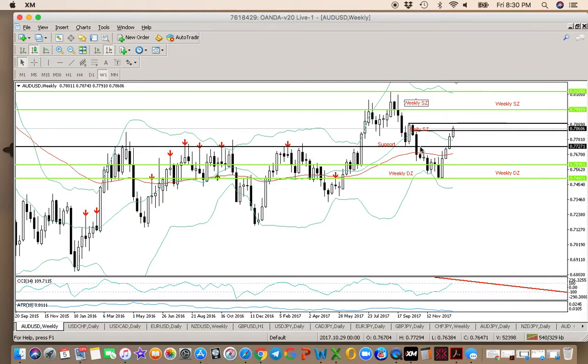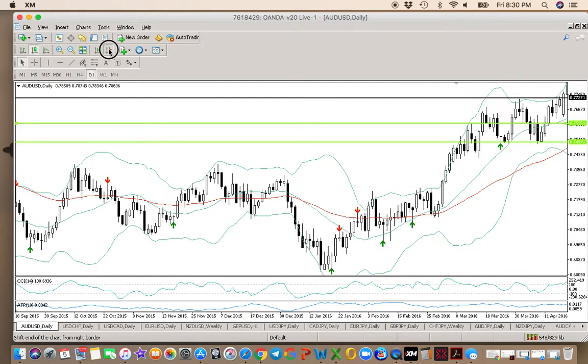Just be mindful that we had a big engulfing bar right here, and this right here was an inside bar setup. So those are very strong zones. Even with this, it had divergence here. So right now, let's look at what the daily is doing.